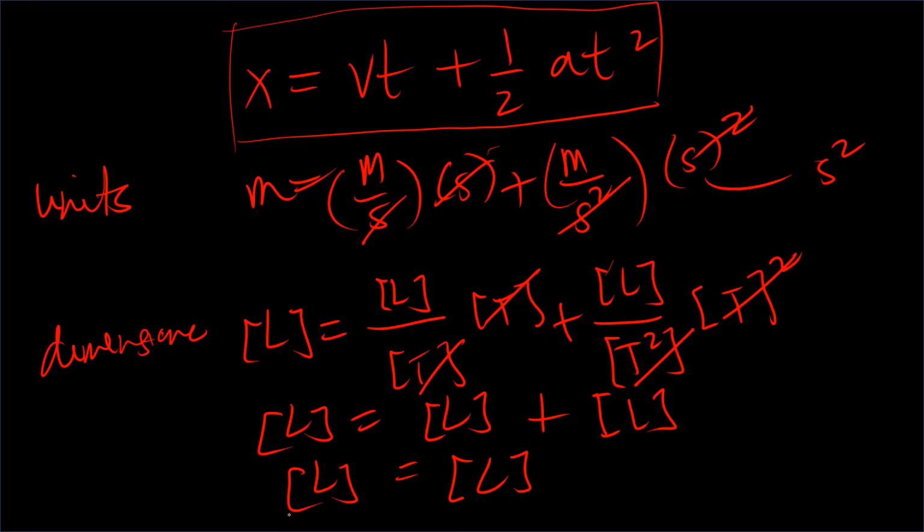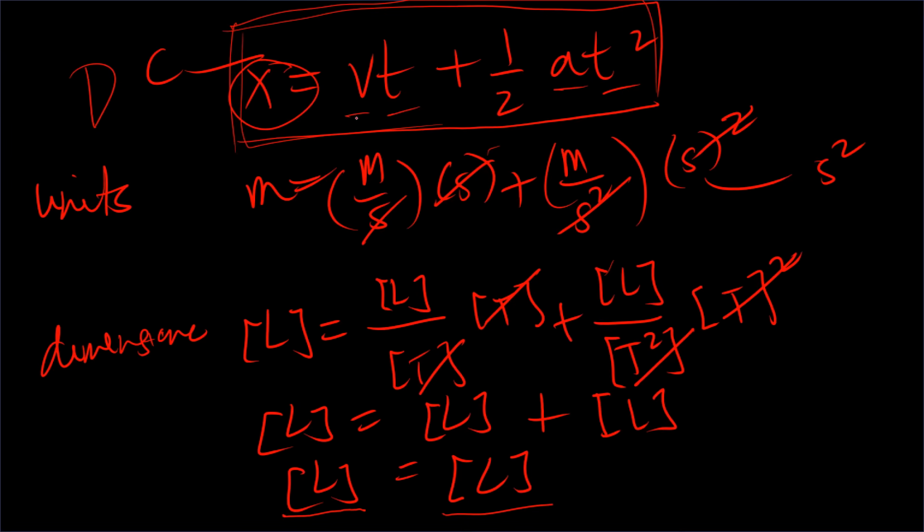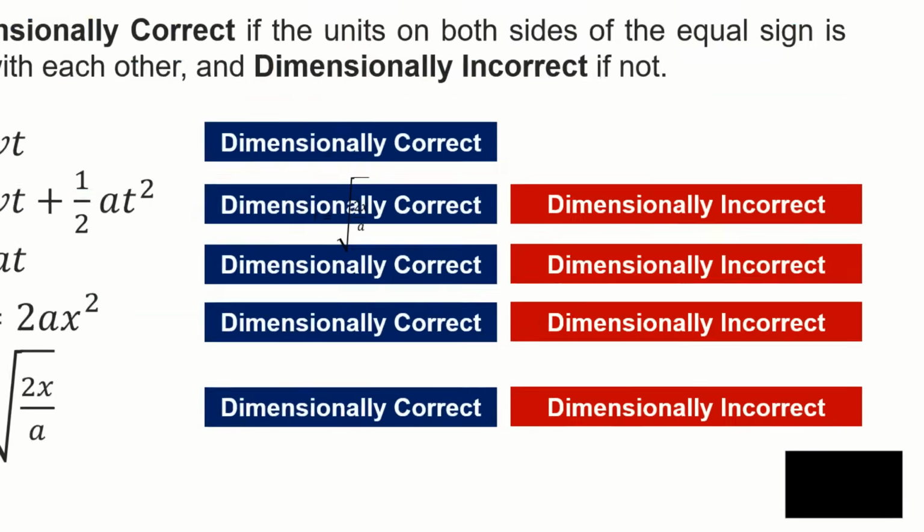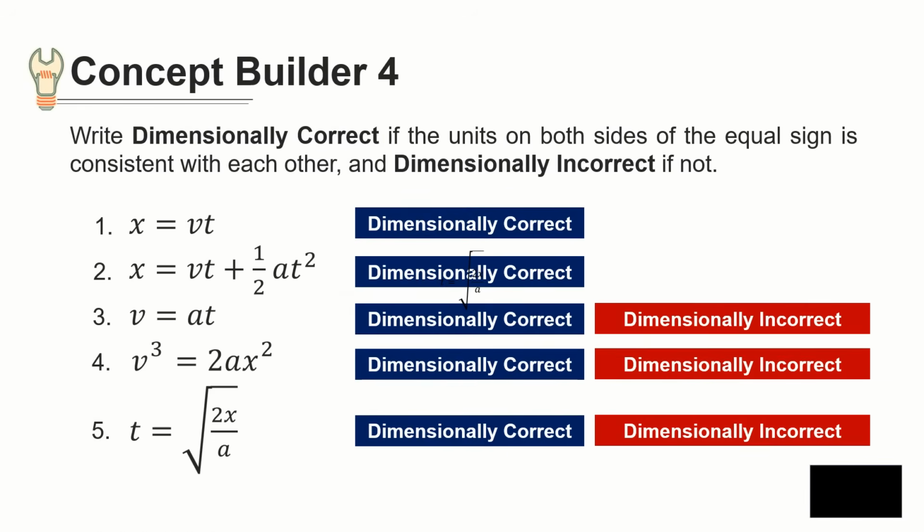So since sa kabilang side meron tayong length, sa kabilang side length lang din yung andoon. So ibig sabihin, this equation is dimensionally correct, and we can use this to solve for the value of the position, or we can also derive from this equation to solve for the value of any variable here that is missing. Okay, so number 2 is dimensionally correct. Okay, so number 3 is also dimensionally correct.